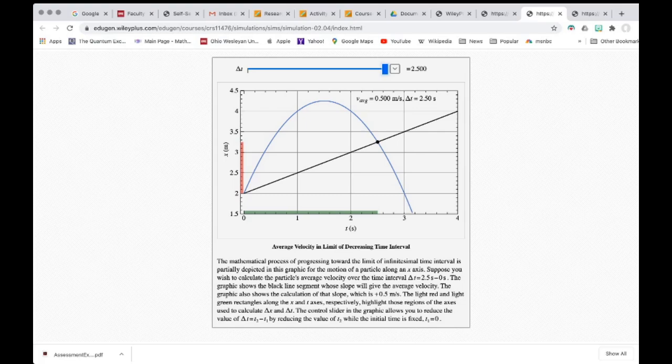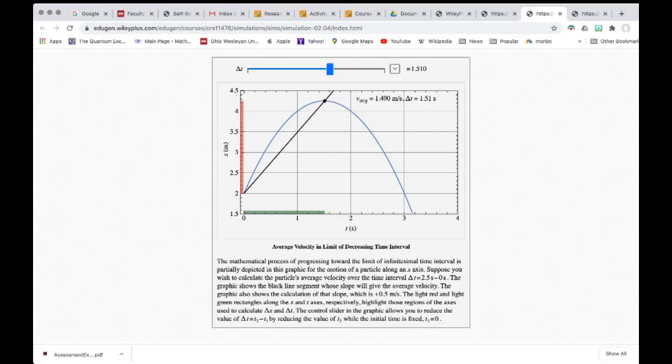Now, with this slider, I can change delta t. Let's reduce the delta t, see how close we can get, to 2 seconds. Now the straight line connects the initial point and the point on the curve when t equals 2 seconds, which corresponds to x equals 4 meters. Now you take the slope of that black line to get the average velocity for that time interval, and you discover it's 1 meter per second.